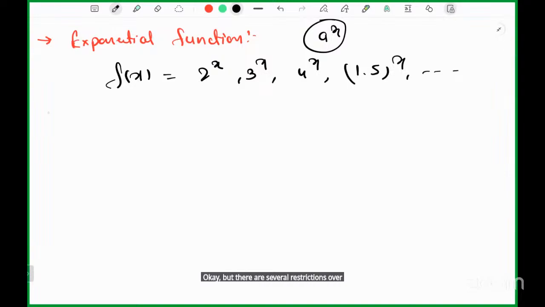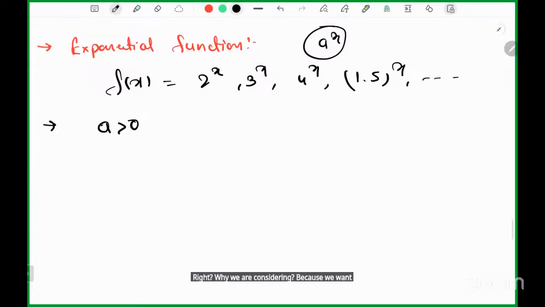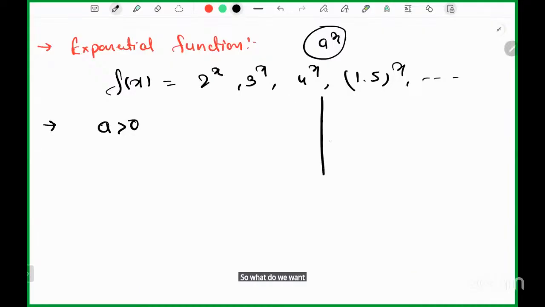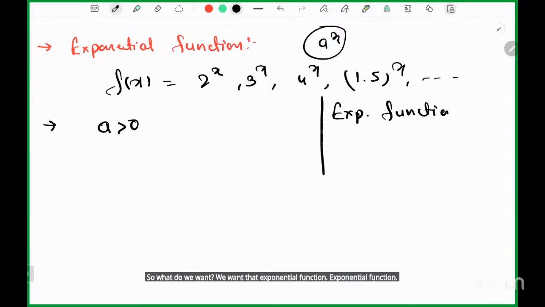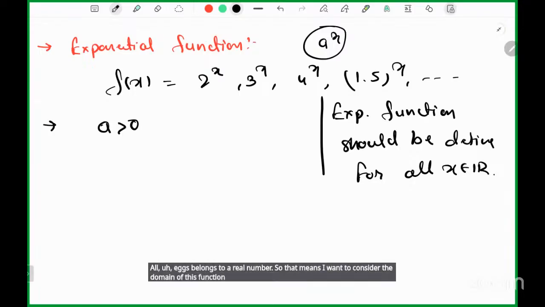So one restriction we are considering is that a is greater than 0. Why are we considering this? Because we want our exponential function to be defined for all x belonging to the real numbers. That means I want to consider the domain of this function as the whole set of real numbers.